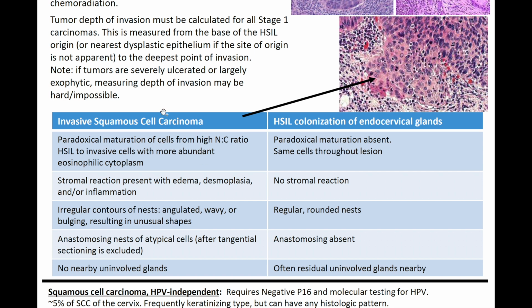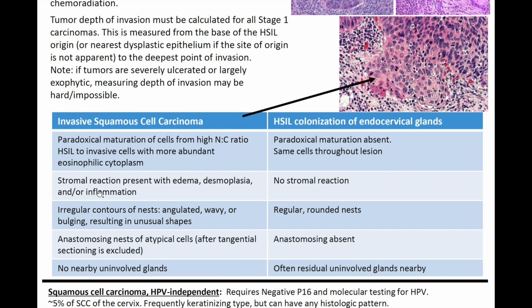And note, if tumors are severely ulcerated or largely exophytic, measuring depth of invasion may be hard or impossible. And here's a table just to compare invasive squamous cell carcinoma versus HSIL colonization of endocervical glands, which can be hard to tell. In invasive squamous cell carcinoma, you're going to have paradoxical maturation of cells from high N/C ratio HSIL to invasive cells with more abundant eosinophilic cytoplasm, which could be shown here. This is an example of invasive squamous cell carcinoma. Whereas in HSIL in endocervical glands, you're not going to have paradoxical maturation. You're going to have the same cells throughout the lesion.